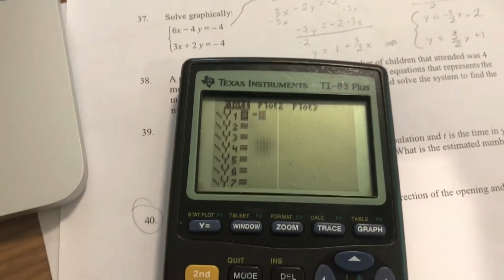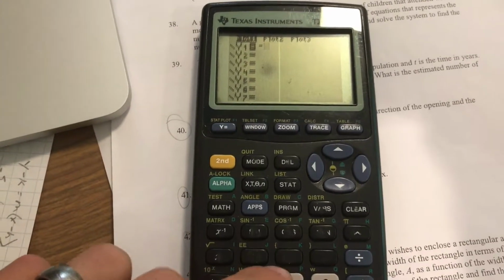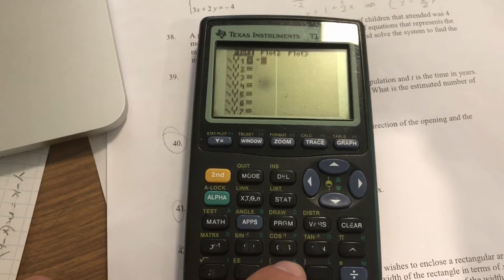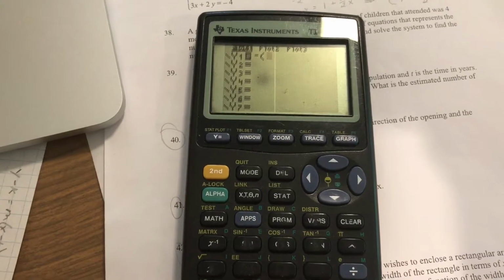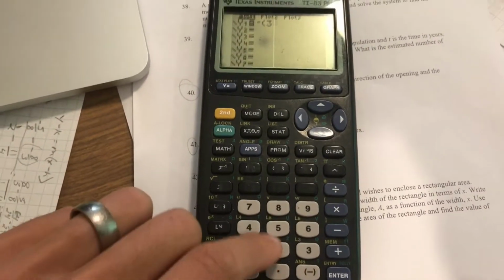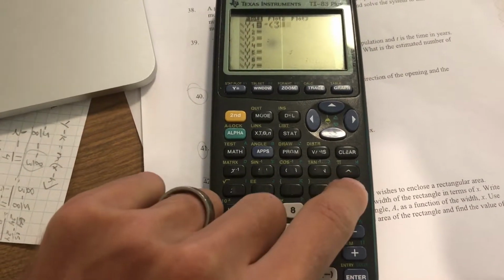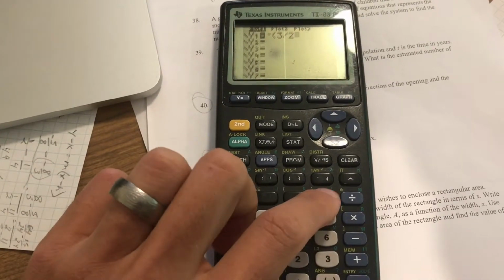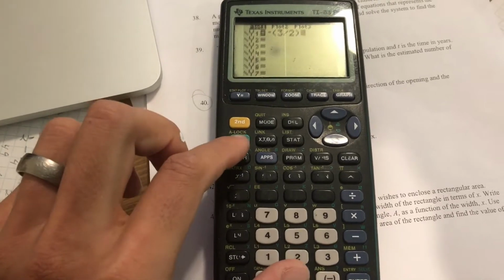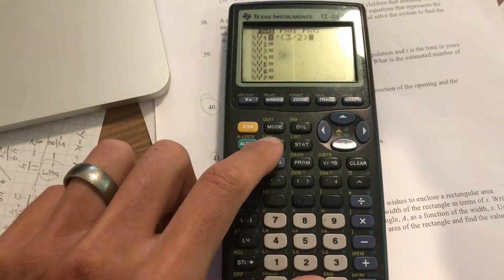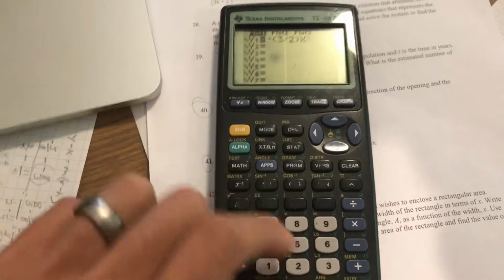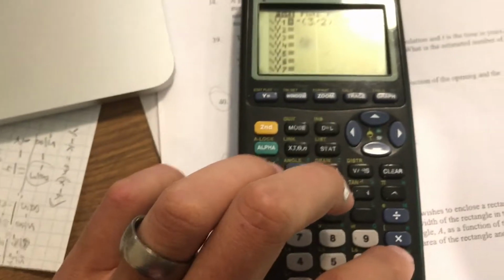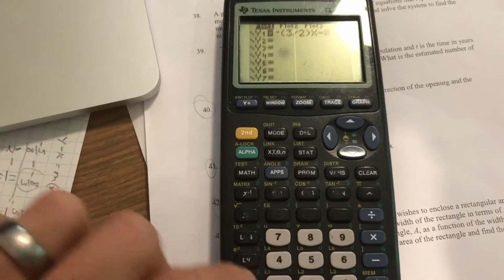So negative, and then I'm going to put parentheses. So this is the parentheses button. Can't really tell, it's worn off. And then I'm going to put 3 divided by 2, and then another parentheses. And then I'm going to put an x, so this is the X,T,theta,n button. And then it is minus 2, so I'm going to put minus 2. All right, now I have that first one in.